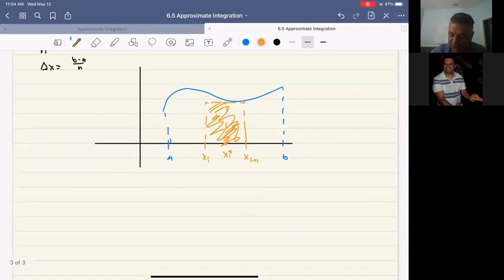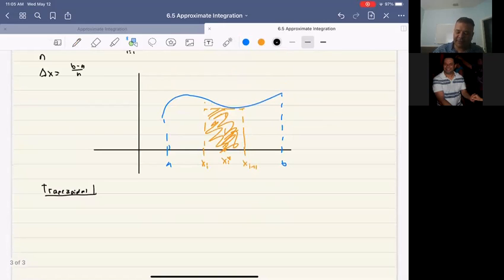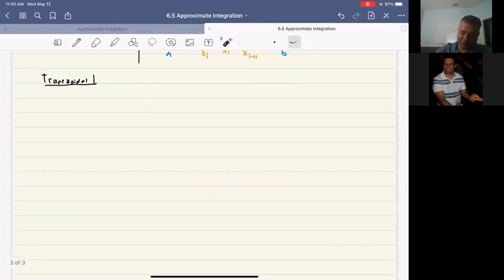The next one we're going to do, not that much harder. It's called the trapezoidal rule, and I'll explain why it's called the trapezoidal rule. What we're going to do is take the left-hand side and the right-hand side, and we're going to average them out.